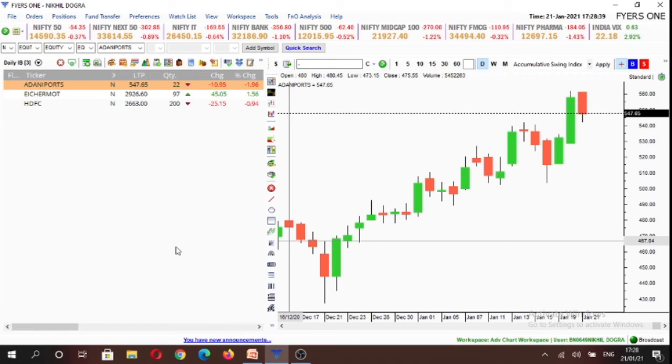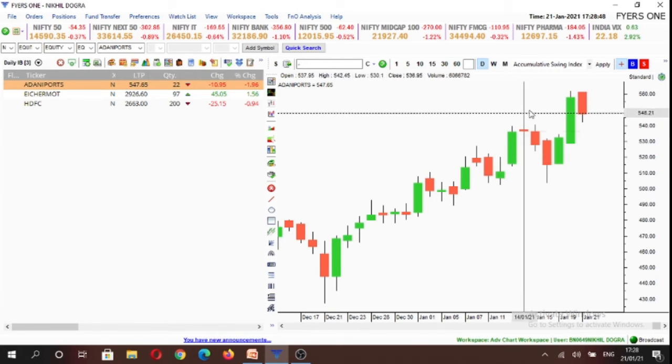Now, we are going to be analyzing our stock watch list for tomorrow. The stocks that we have chosen are Adani Ports, Eicher Motors, and HDFC. So let's start with Adani Ports.